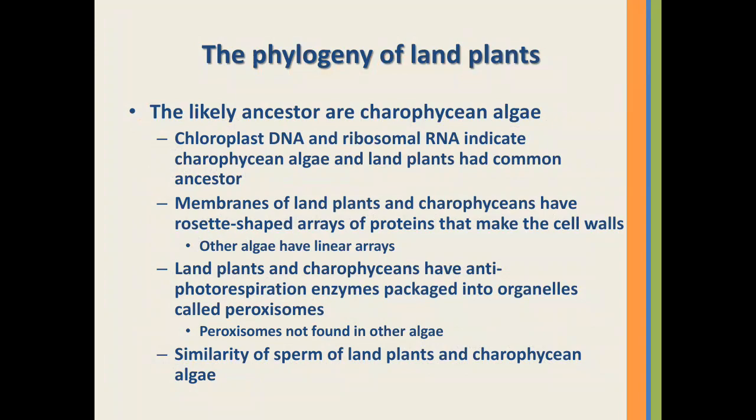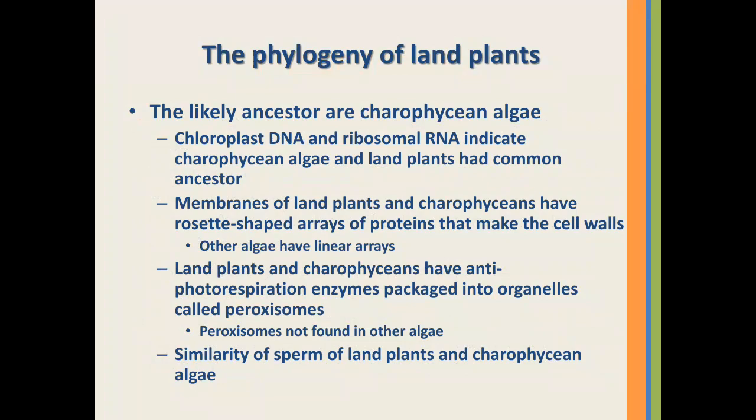The phylogeny of land plants. The likely ancestors are Charophytan algae. Chloroplast DNA and ribosomal RNA indicate Charophytan algae and land plants had a common ancestor. Membranes of land plants and Charophytans have a rosette-shaped arrangement of protein that makes the cell wall. Other algae have a linear arrangement.